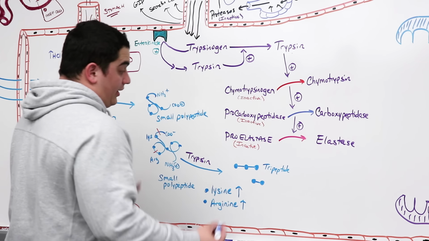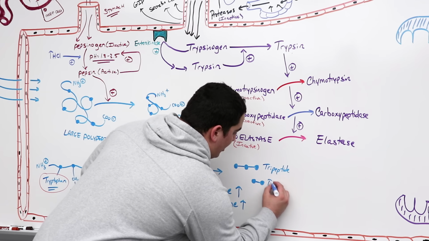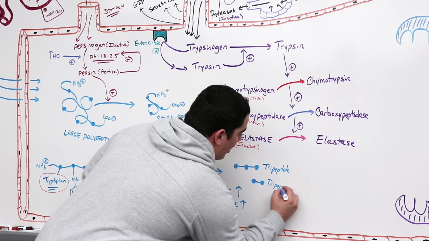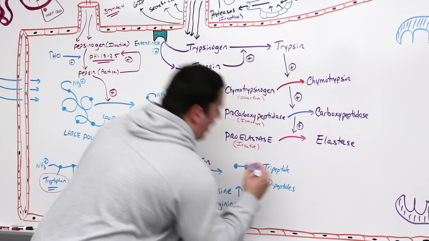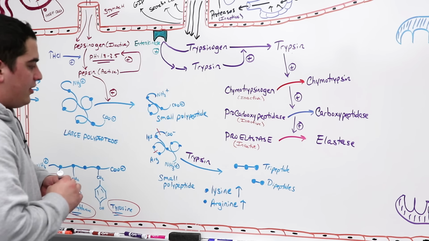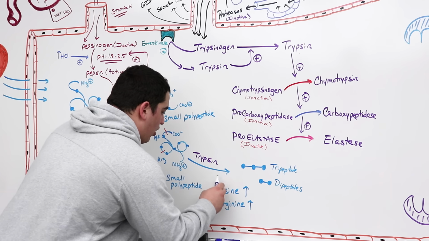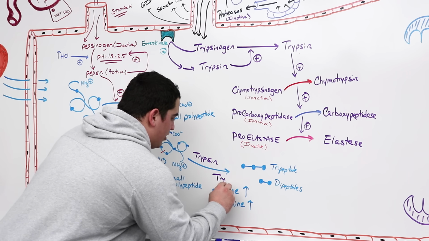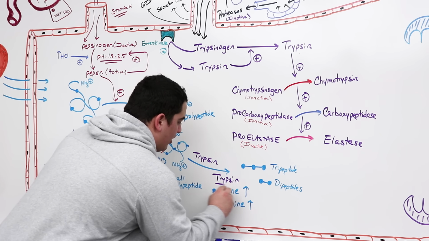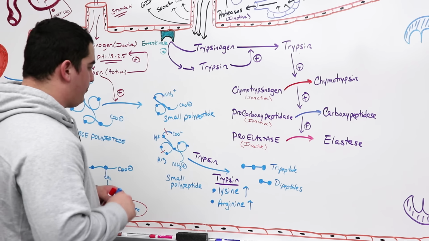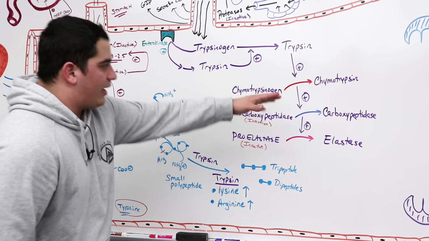Another one that we would like to see, ideally, is maybe even dipeptides. Okay. Then there's the next one. So this is going to be done by trypsin. Trypsin is primarily going to be targeting the bonds which are going to be having lysine and arginine there. All right? Then you go to the next guy, chymotrypsin.